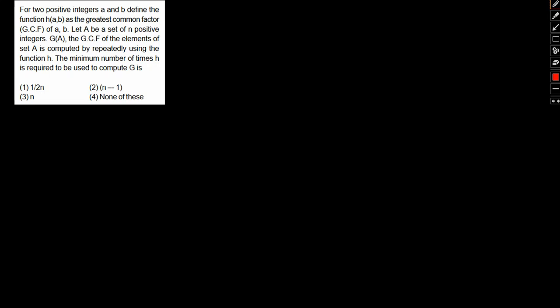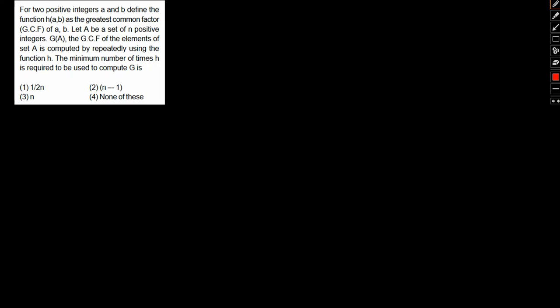For two positive integers a and b, define the function h of a, b as the greatest common factor, GCF, of a and b. Let A be the set of n positive integers. g of A, the greatest common factor of the elements of set A, is computed by repeatedly using the function h. The minimum number of times h is required to be used to compute g is, so let's see.